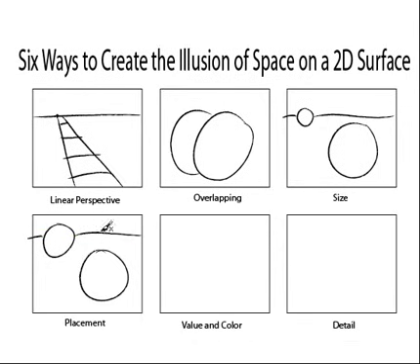Now this is not always true. Sometimes an object could be flying or floating in the air and it may be higher on the picture plane. But as a general rule, objects that are placed lower on the picture plane appear closer than objects that are higher on the picture plane.